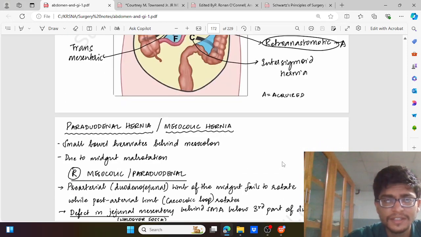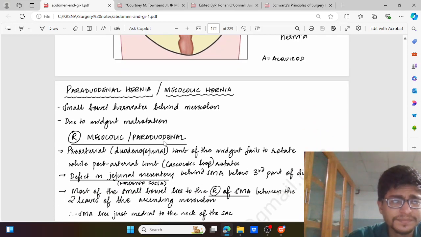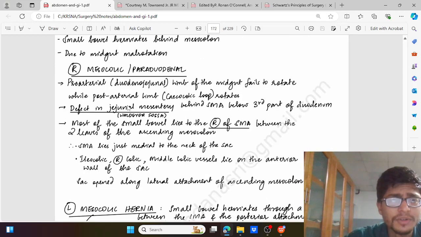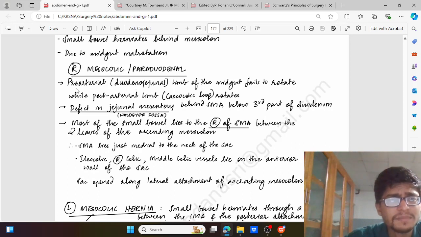Now we see the hernias in detail. Paraduodenal hernia or mesocolic hernia is where the small bowel herniates behind the mesocolon due to midgut malrotation. In right paraduodenal hernia, the prearterial duodenojejunal limb of the midgut fails to rotate, while the postarterial limb, that is the cecocolic loop, rotates. This imbalance in the midgut rotation causes this hernia.